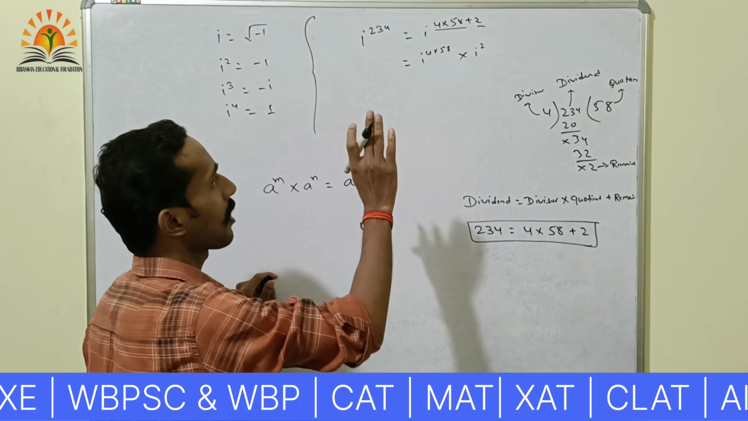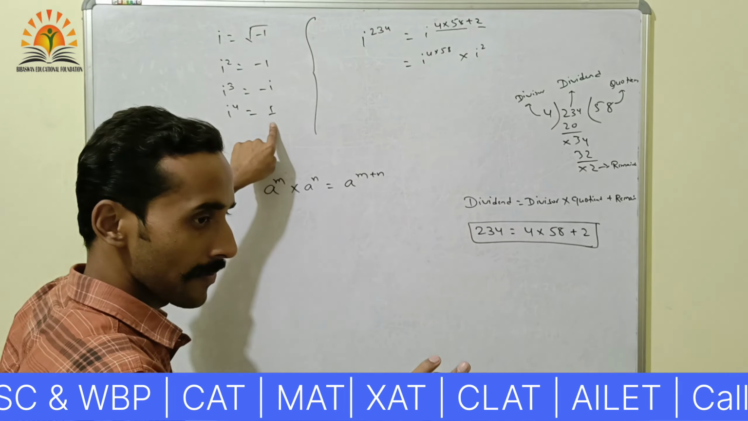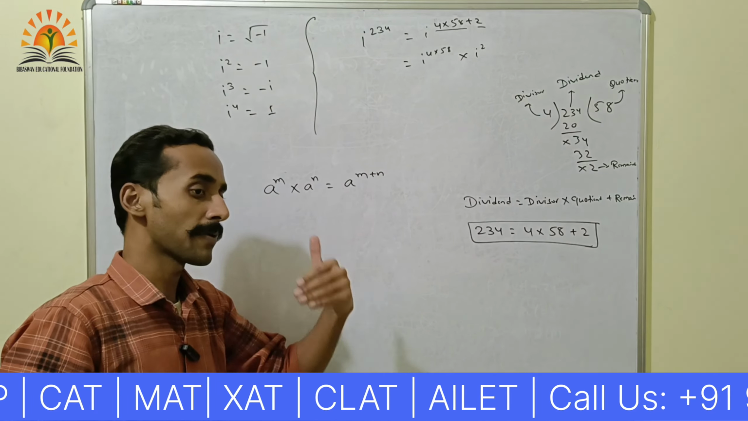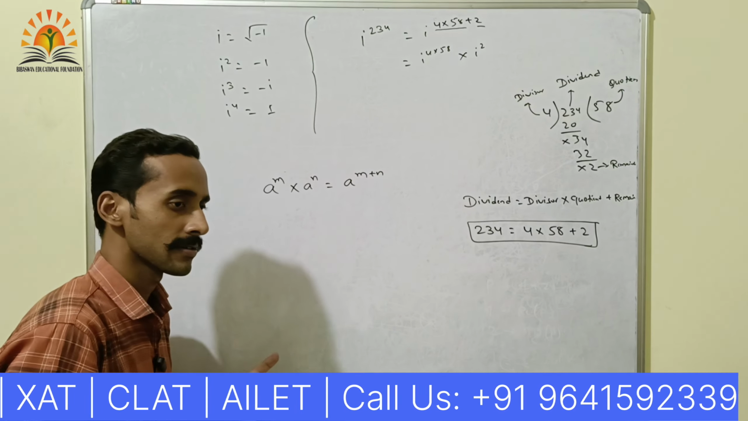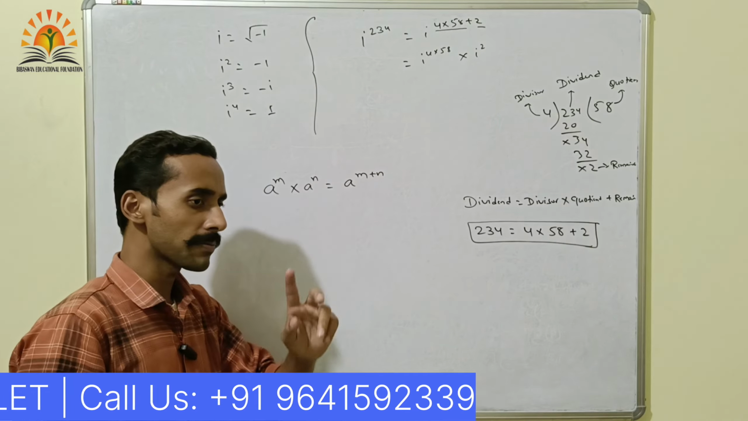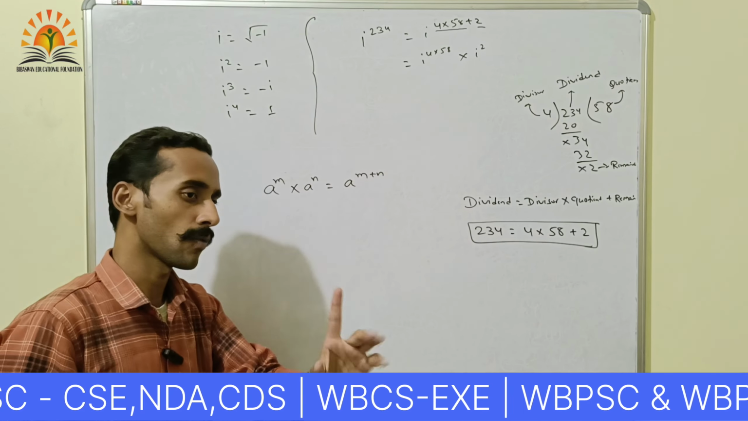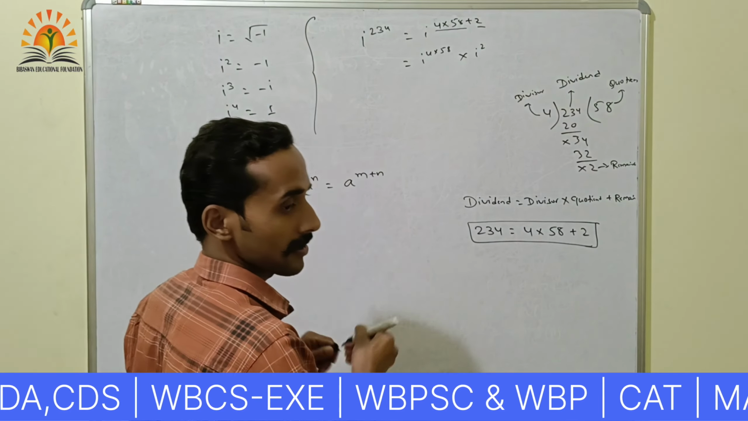Any problem here? Now you see iota to the power 4 is equal to 1, and iota to the power 4 multiplied by 58 means 4 taken 58 times. So 1 multiplied 58 times. What is the result? 1. If we multiply 1 by itself 100 times or any number of times, it gives the result 1 only. So the answer is 1 here.